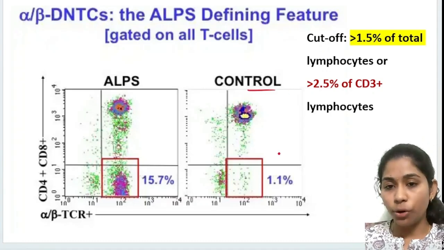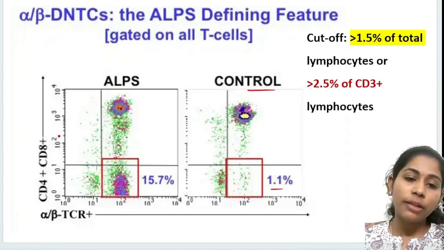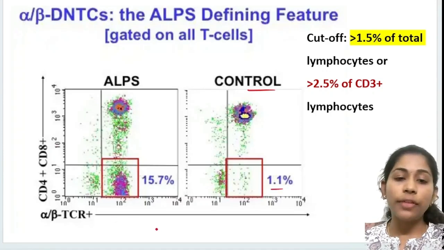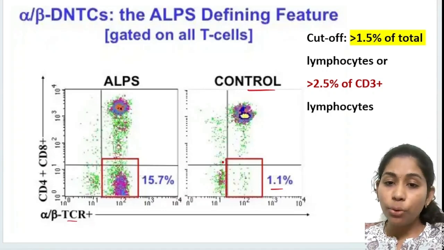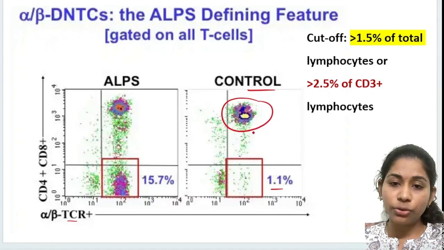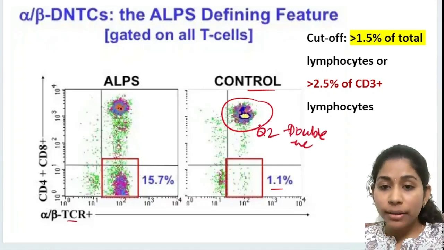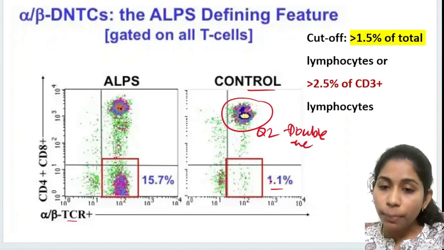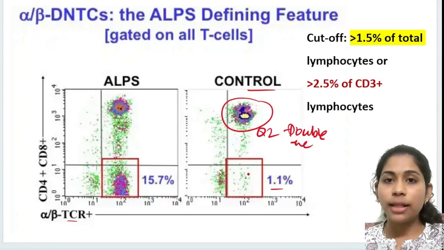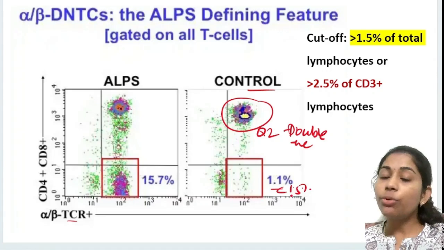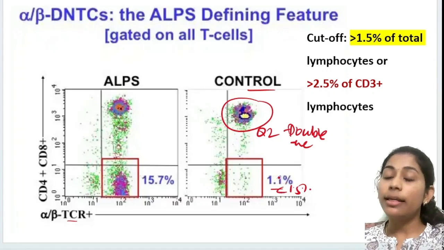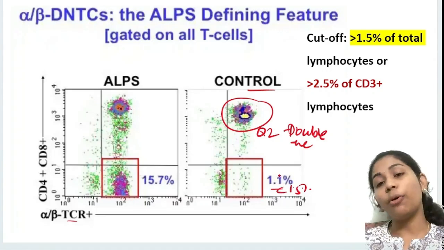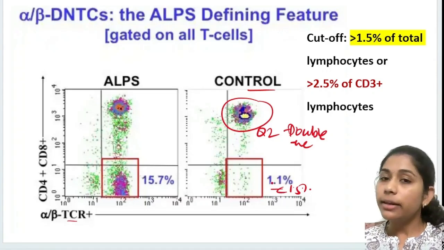Can you see that this is the control, the normal? How much is the percentage? Here on the y-axis are both CD4 and CD8 markers. On the x-axis is the alpha beta T cell receptor. These are the gating markers. These are the cells positive for both CD4 and CD8, double positive, right? Q2 zone, the double positive zone. So the majority of cells are positive. Only 1.1% of cells are double negative T cells. So it is less than 1.5%. So normally less than 1.5% of all T cells, or less than 2.5% of the CD3 positive T cells. Then it is normal.